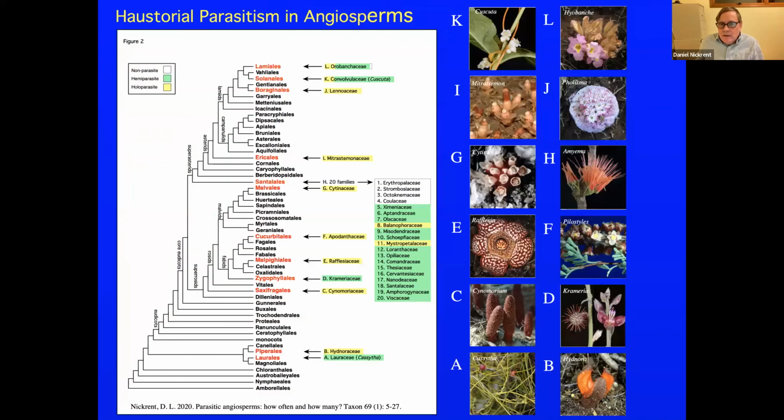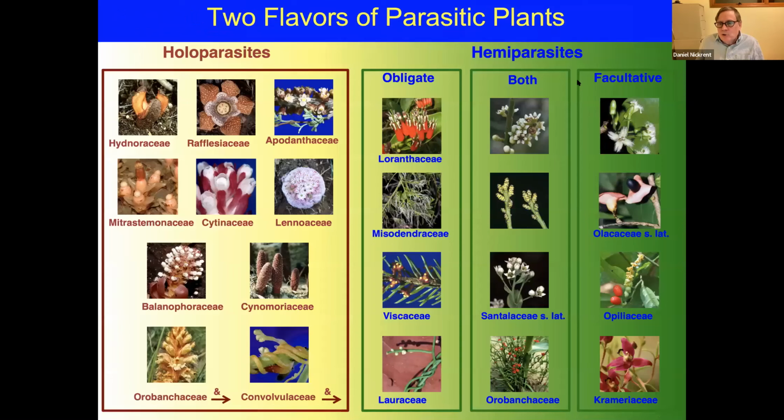hemiparasites, you have a variety of different trophic modes, from facultative to obligate. This means that these facultative ones can actually grow without a host. You can stick them in a pot and grow them, and they'll use a host if you give it to them, but they don't really need one. Whereas obligate, they have to have a host to complete their life cycle. And that's a beautiful mistletoe shown there.